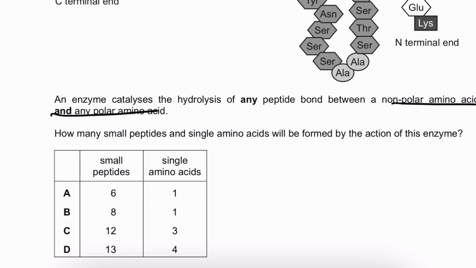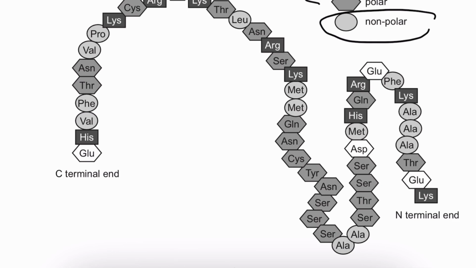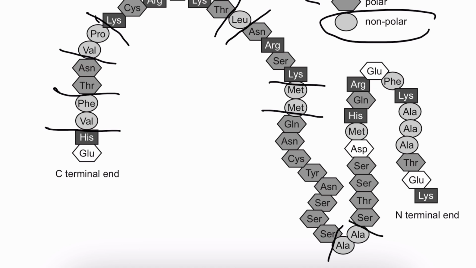So how many small peptides and single amino acids are formed by the action of this? Let's see. Firstly, these are non-polar. This is polar, so this is going to break, as well as this. And so now we have these two chains. Now this is also going to break, and this is going to break. Here we're going to have a break, and then here we're going to have these two together. This one is going to break here and there, and then same thing here, and then here, and then here.